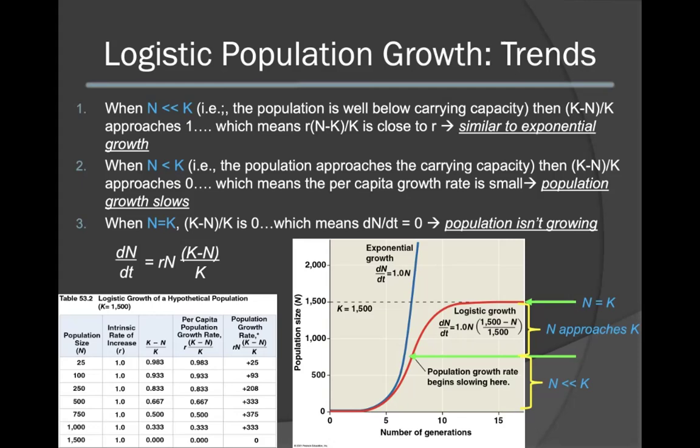When N equals K, this means that (K minus N) over K is also equal to 0. This means that dN/dt, or the population growth rate, will be 0. This means that the population is no longer growing at this point. Note the table to the left that shows data points that illustrate these concepts, as well as the diagram to the right that shows you the different growth in the different ranges when N is much less than K, when N approaches K, and when N equals K, or the population is at the carrying capacity.